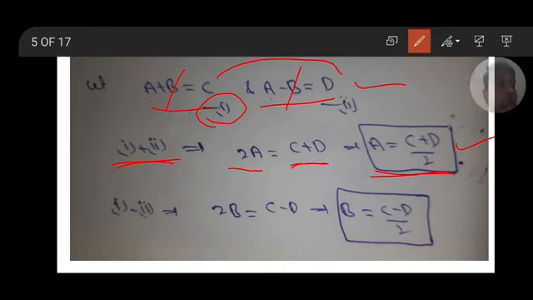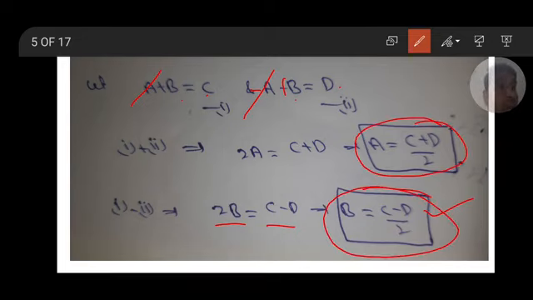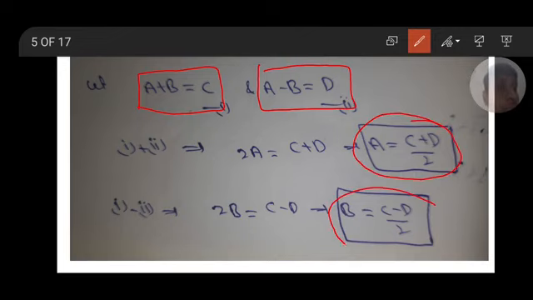And next 1 minus 2. If you do 1 minus 2, it is minus A, it is plus B, then A minus A cancel, B plus B, 2B and C minus D RHS. So B equal to C minus D by 2. So A equal to C plus D by 2, B equal to C minus D by 2. When A plus B equal to C, A minus B equal to D, then A equal to C plus D by 2, B equal to C minus D by 2.